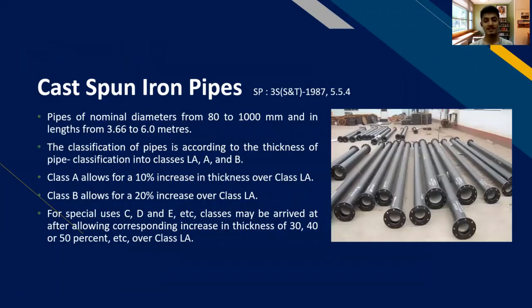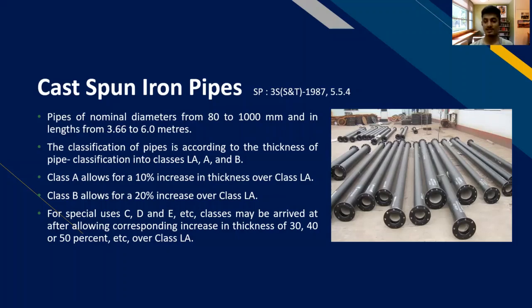Next type is cast spun iron pipes. So how do they differ from cast iron pipes? The basic difference is they are much lighter in weight compared to cast iron pipes. They also come in the same dia range, from 80 to 1000 mm, and length from 3.6 to 6 meters. As with cast iron pipes, they are also classified into types, which are LA, A and B.